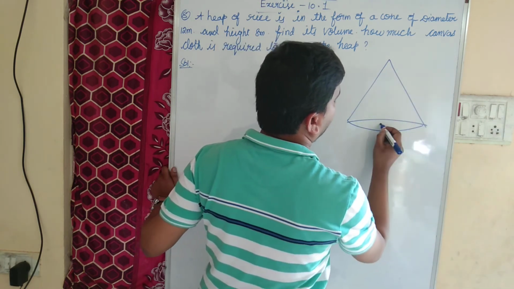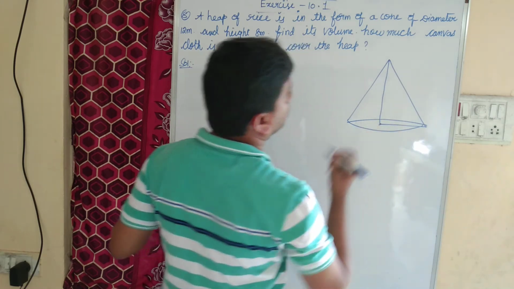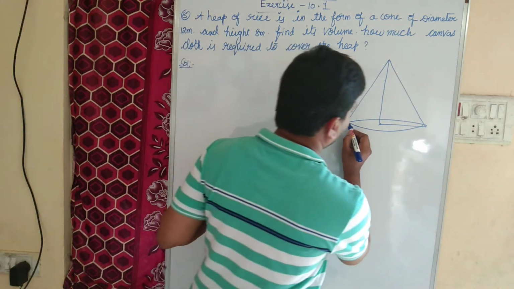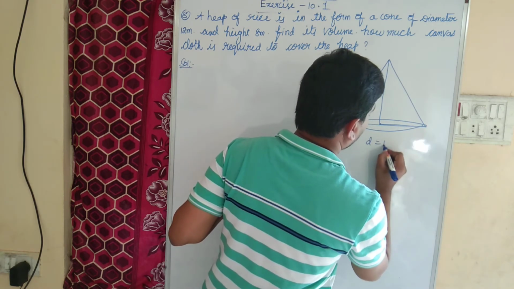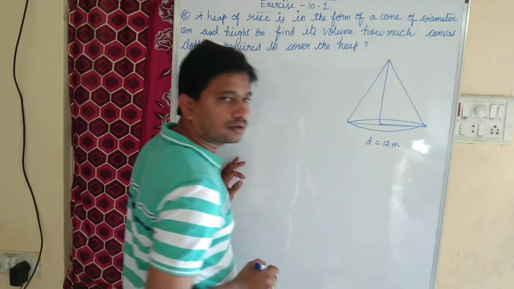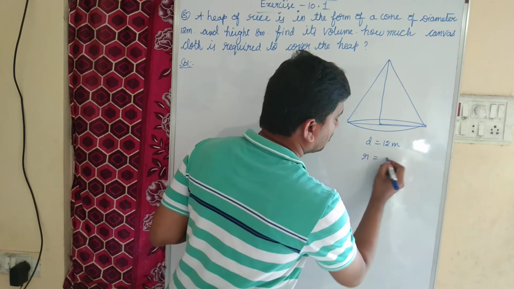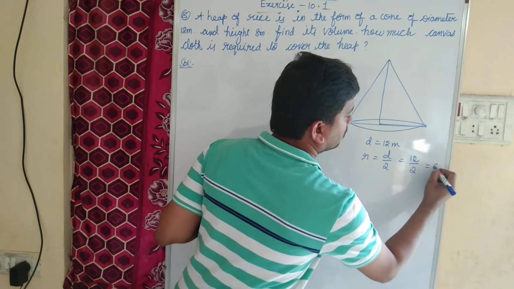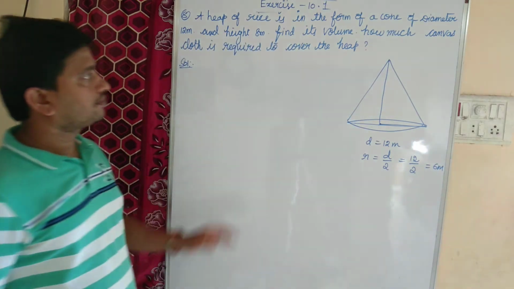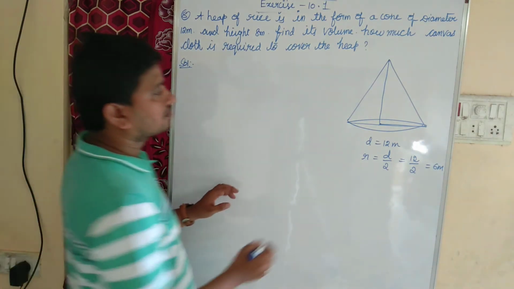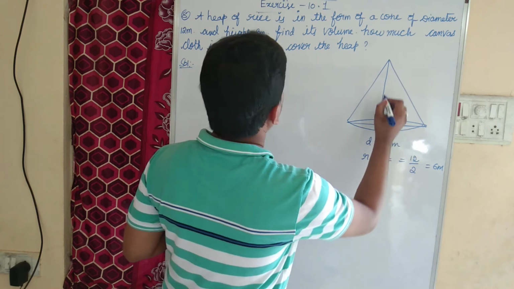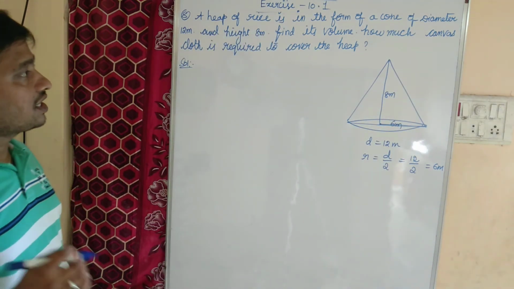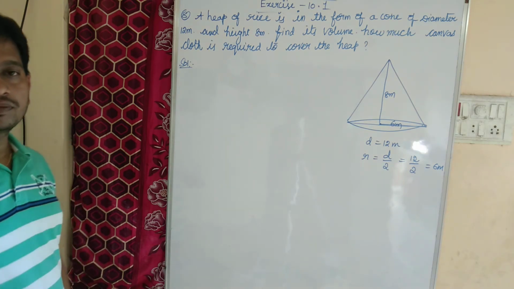The heap is in the form of a cone of diameter 12 meters. What is given? Given diameter is 12 meters. Then what about the radius? Radius will be half of the diameter, 12 by 2, that is equal to 6 meters. And height is given 8 meters. How much canvas cloth is required to cover the heap?